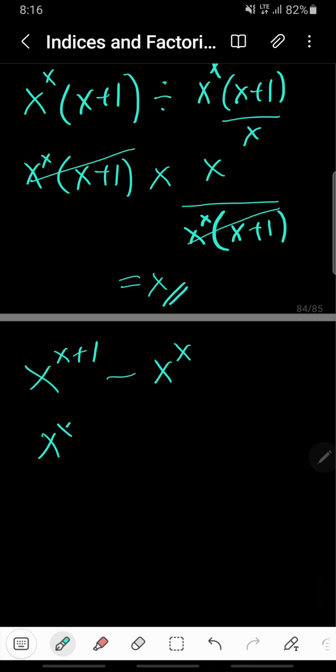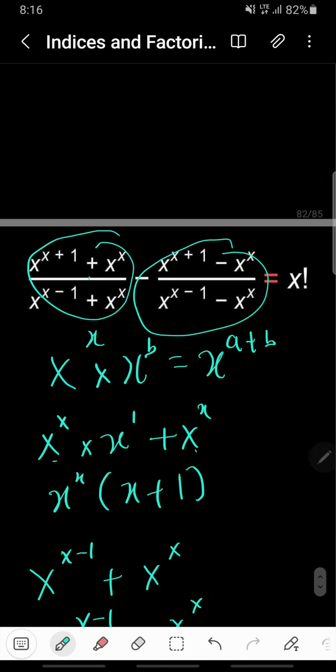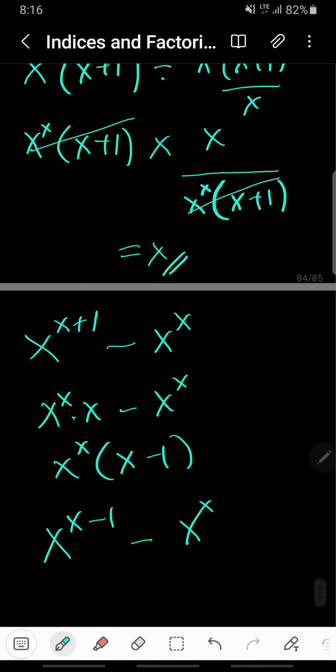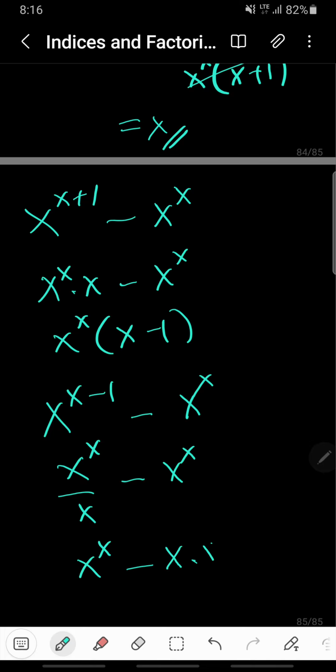And this is the same thing as x to the power of x times x minus x to the power of x. Now we can see that this is common, that is x to the power of x. We look at the denominator: x to the power of x minus 1 minus x to the power of x. And this can be written as x to the power of x divided by x minus x to the power of x, and that will be x to the power of x minus x times x to the power of x, over x.